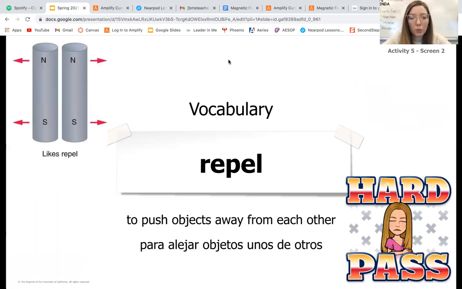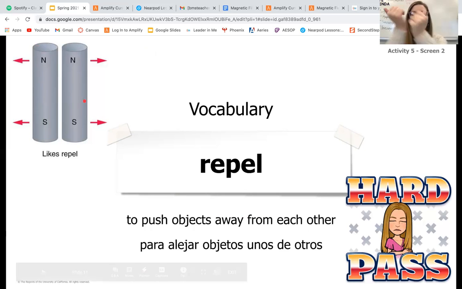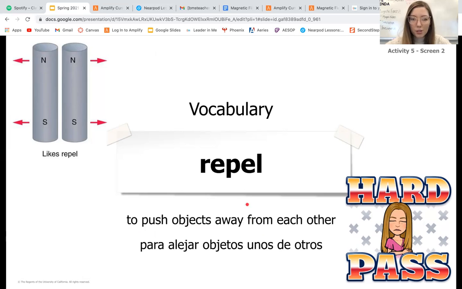The next word is repel. So that's to push objects away from each other. And so in this image, we see that there are like poles on the magnets. They're flipped the same way. And so they're going to repel each other because the poles don't like to touch. They're not friends. They are totally passing on each other. And so they do not want to be next to each other. They're repelling. So to push objects away from each other. Go ahead and add this to your notes on your Google Docs page.